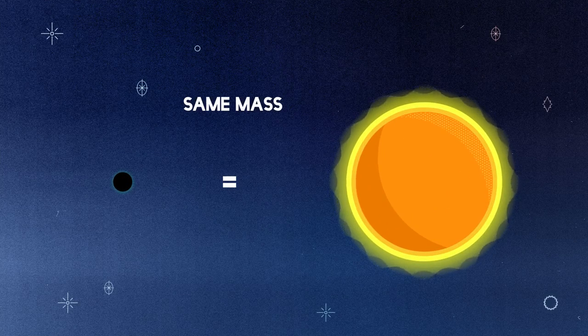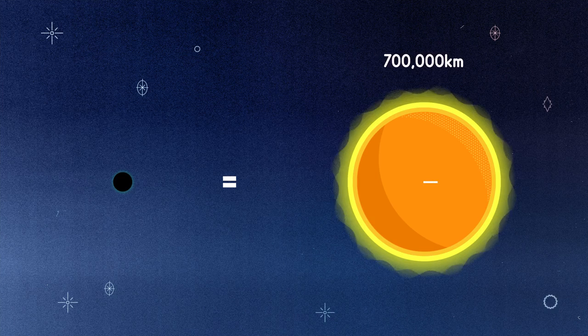We must remember that a black hole with the same mass as a star is much more dense. If you recall that the sun's radius is 700,000 kilometers, but a black hole with the same mass as the sun has an event horizon radius that is only 3 kilometers. This means that it's possible to get much closer to the center of a black hole than a star.